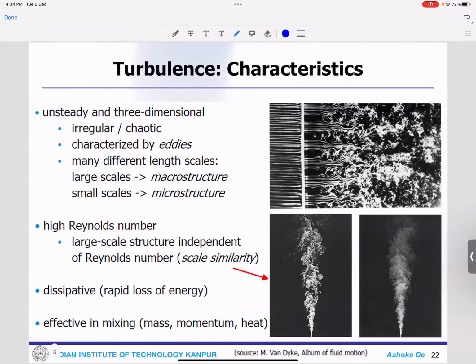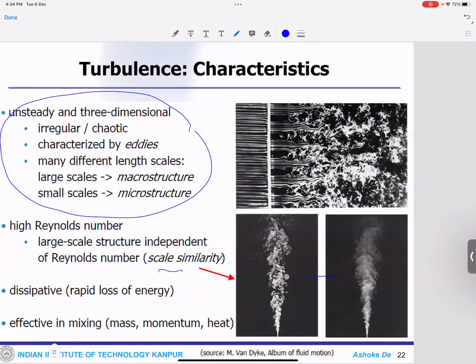All this we have already talked about. In turbulent flow, the flow is three-dimensional, chaotic, with large-scale structure and small-scale structure. Now, at high Reynolds number, you have the scale similarity. That is what is shown in these pictures. It would be dissipative, and obviously turbulence helps in mixing and things like that.